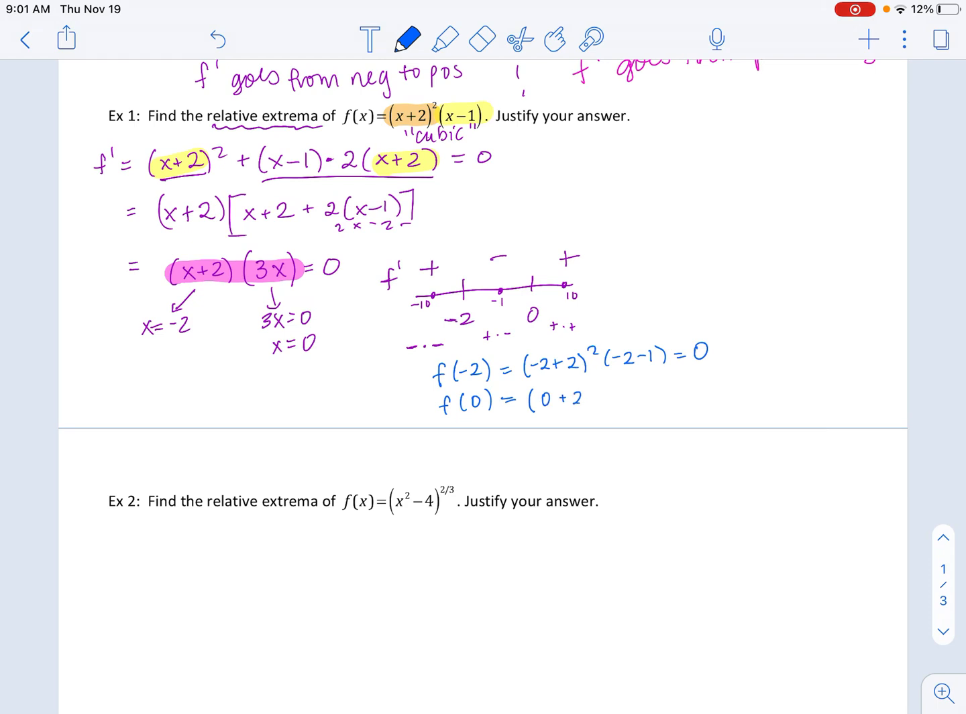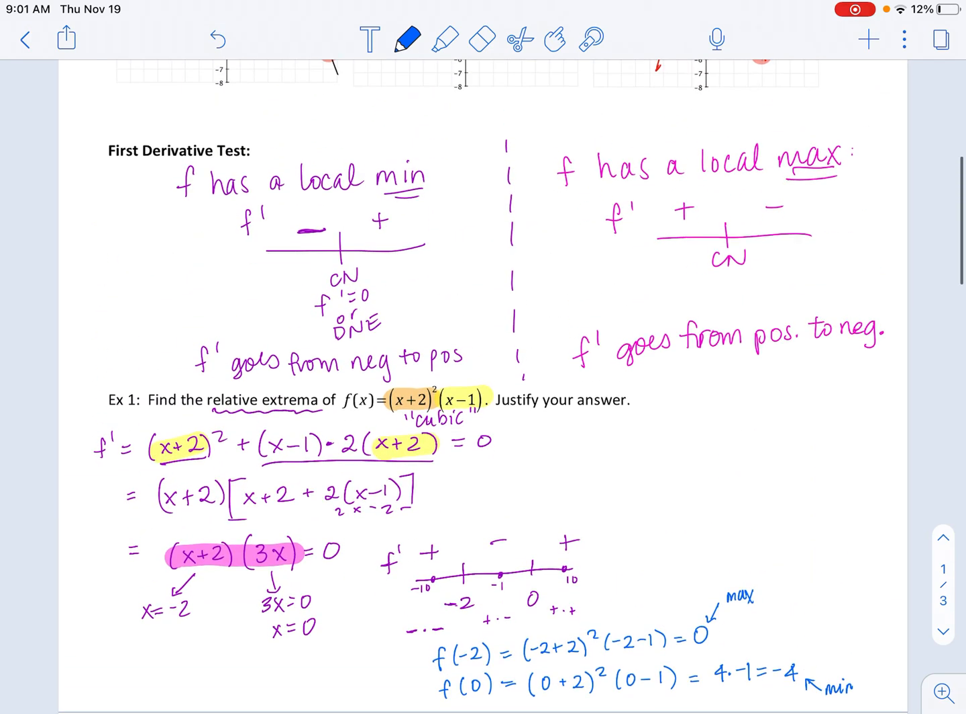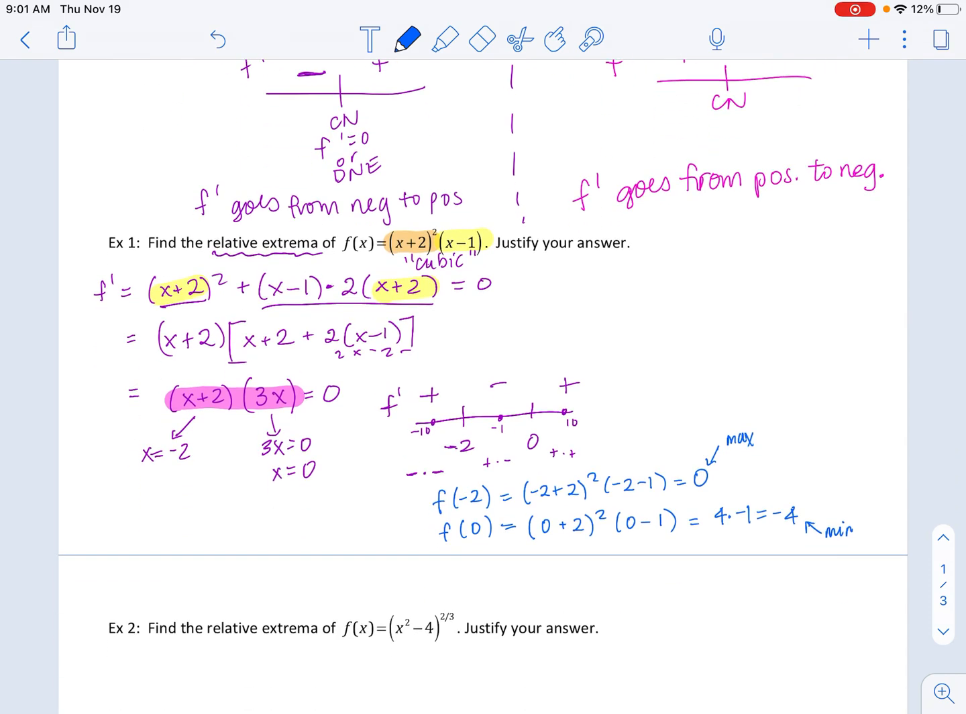So I've got 0 plus 2 squared times 0 minus 1, which is 4 times negative 1, which equals negative 4. So I know this guy is my maximum, and I know this guy is my minimum value because of the order with which they change signs. So remember what we said the first derivative test says. If it's minus to plus, it's a minimum. If it's plus to minus, it's a max. So now we have to justify.